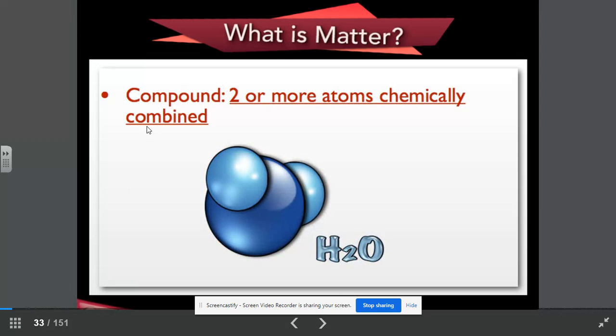A compound is when we have 2 or more atoms chemically combined. The most common compound, and one you have heard of probably quite frequently, is H2O. This is what H2O looks like. We know that H2O is the compound of water. It is 2 hydrogen atoms plus 1 oxygen atom. Here are the hydrogen atoms. Here is the oxygen atom. When you don't see a subscript after a symbol, you know that it means 1. Okay, and when you look at H2O, think of Mickey Mouse ears. It's kind of what it looks like.